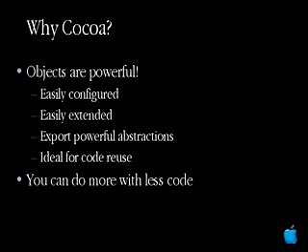So, to answer the question, why Cocoa? The answer is that objects are powerful. And this is going to read pretty much like the textbook speech on object-oriented programming. Objects are easy to configure. They're easy to extend via subclassing and other simple abstractions. You can export many powerful abstractions and notions using an object architecture, and it is ideal for code reuse. The end result is that you, the developer, can do more with less code.